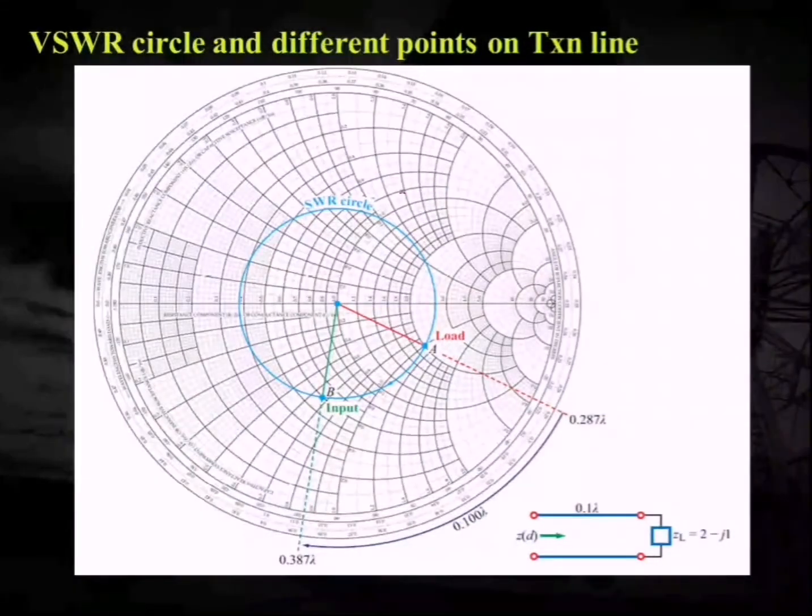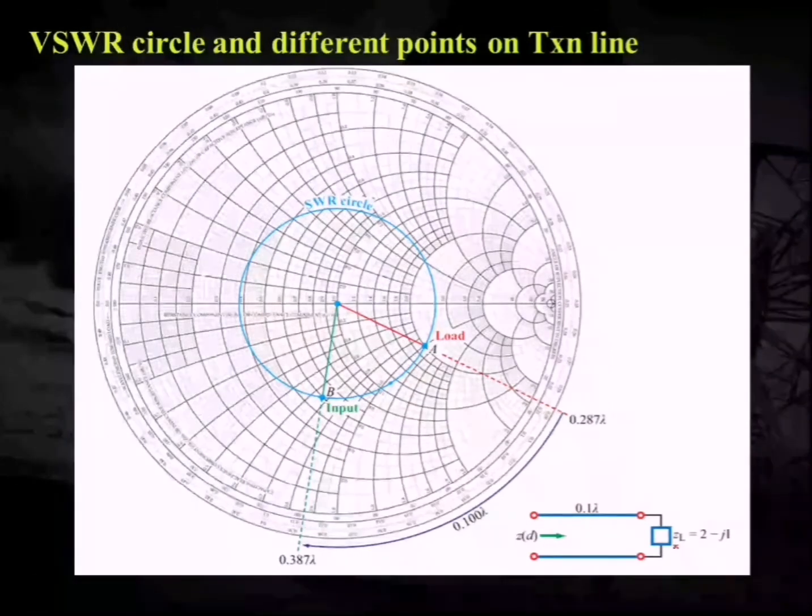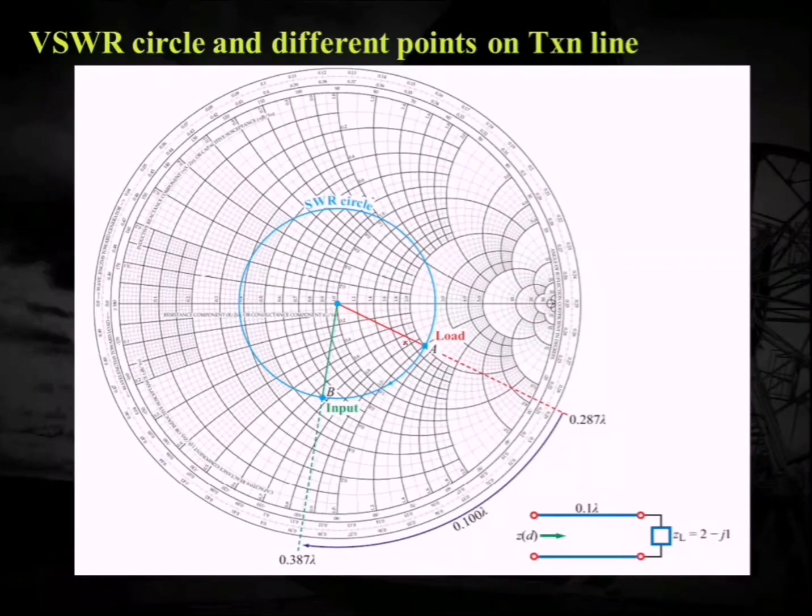Now next is to obtain the VSWR circle. This VSWR circle is obtained by simply taking the center at 1.0 and making a circle with radius equal to my load, or whatever the impedance is given to us. I will extend my compass up to this point, and then I will make a circle. That circle is nothing but my VSWR circle. Why am I taking the load here? Because the value of load is available to us.